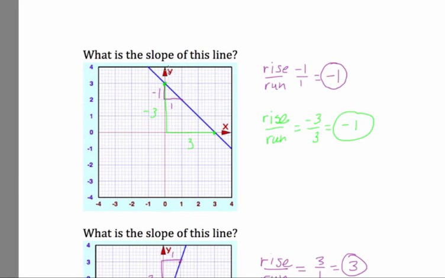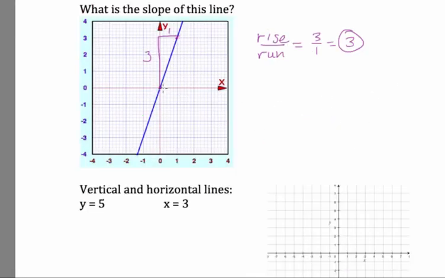Double check that it's going downhill. Yep. I've drawn in my slope box. Rise 3, run 1. 3 divided by 1 is 3. The slope of this line is 3. Double check it's going uphill, so it's positive. Yep, I'm good.